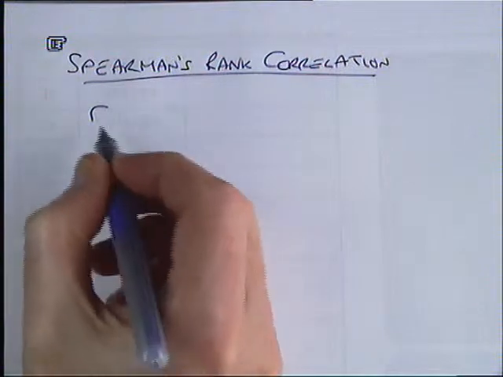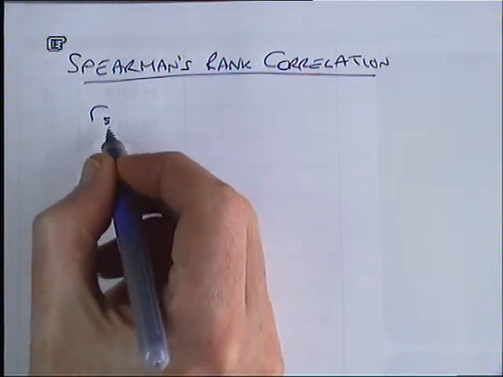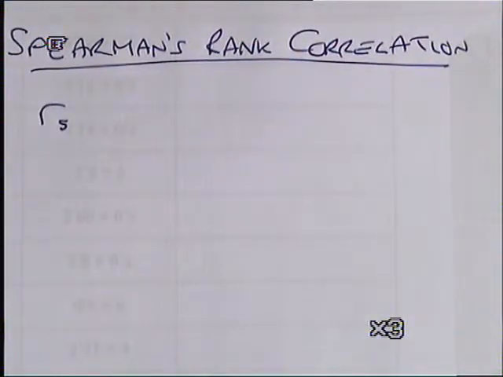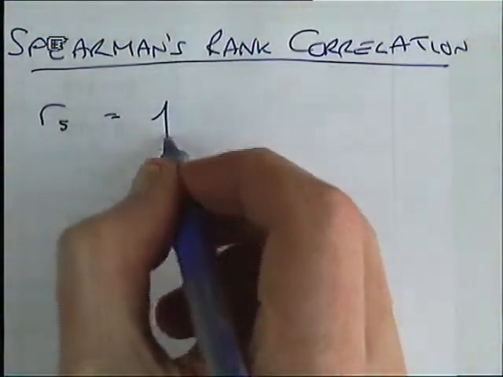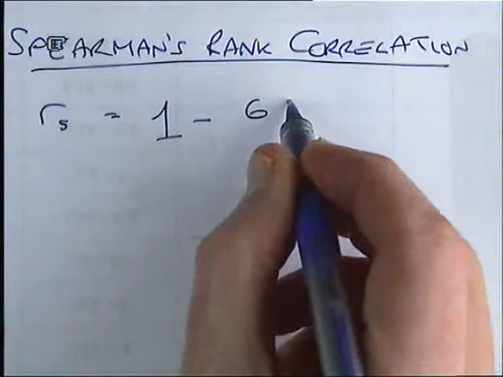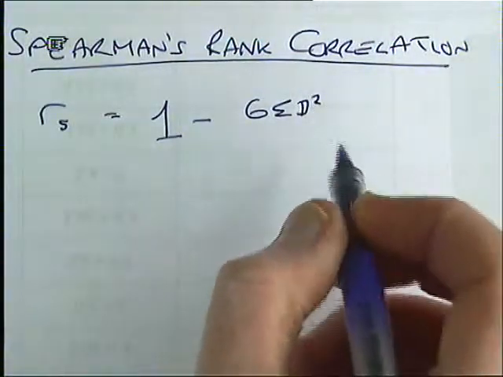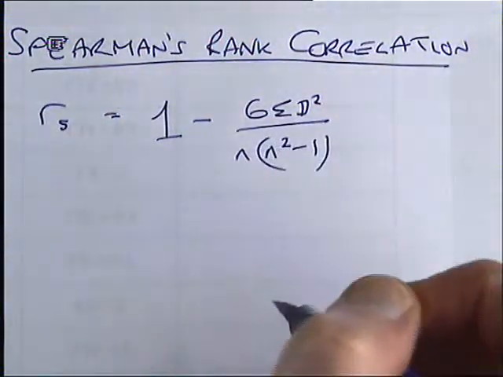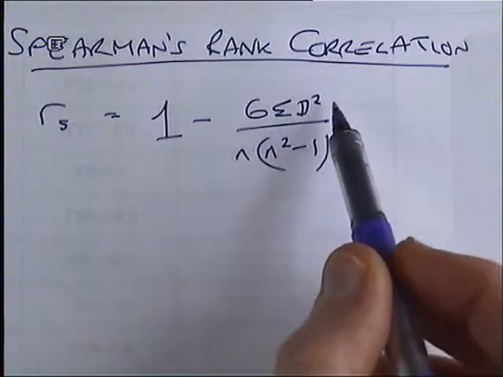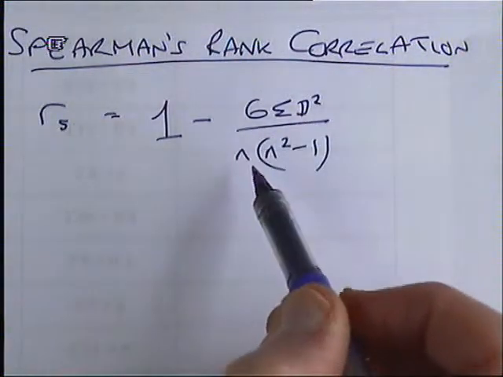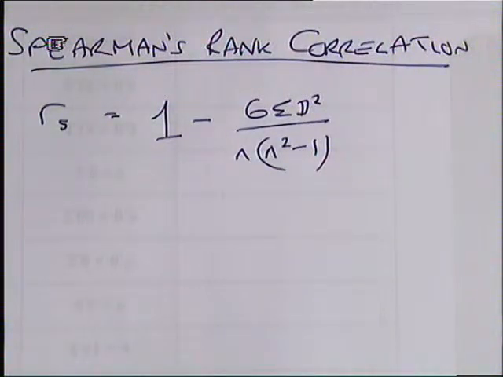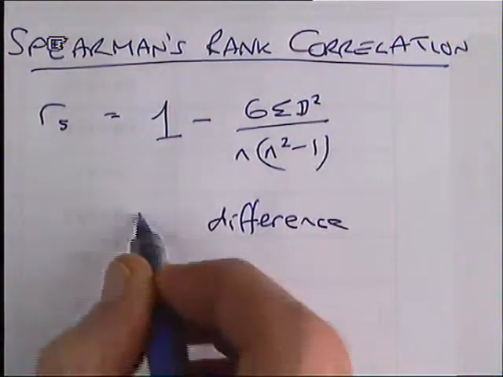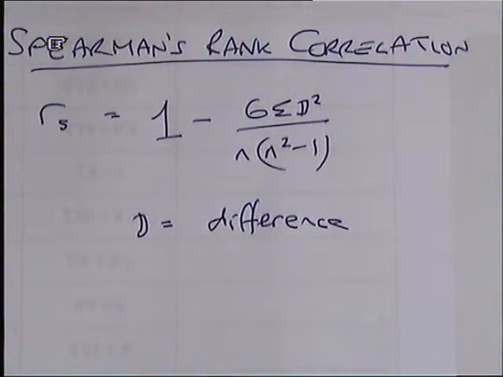For correlation, again, we use R, but for Spearman's one we have an R with a little s down there, just to signify it's Spearman's correlation coefficient, not the product moment one. And the formula is 1 take away 6 sigma d squared over n, and then in bracket n squared minus 1. So it's 1 minus 6 sigma d squared, divided by n into n squared minus 1. The d stands for the difference of the ranks, and that will become clear when we look at an example.